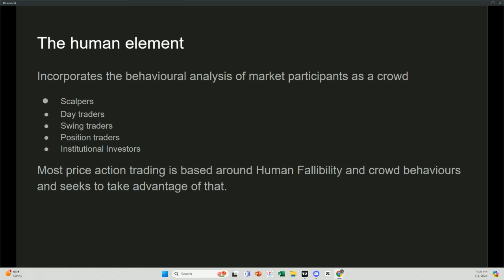Position traders, as well, they're similar to swing traders. You kind of know what position traders are likely to do, and then institutional investors, probably the easiest of the lot to understand when they're coming into the market and what they're actually doing. And price action trading on its own is based around that human fallibility and the crowd behaviours, and it's trying to take advantage of that.